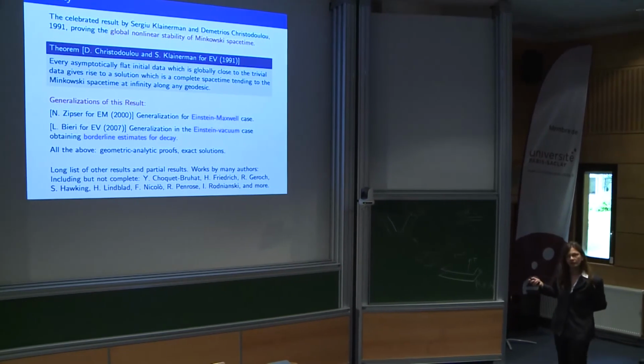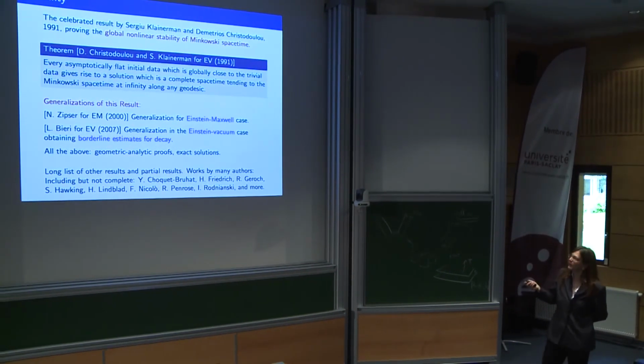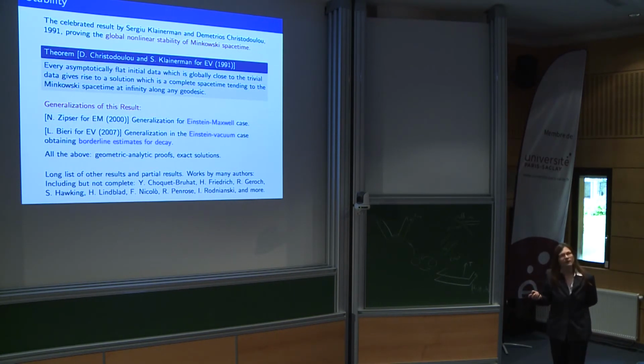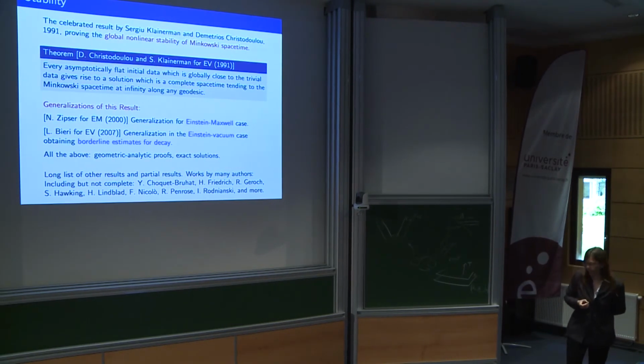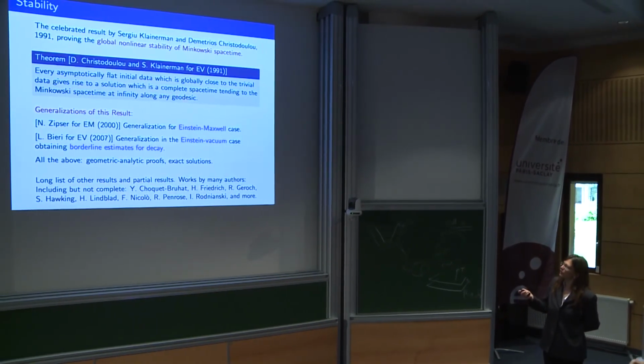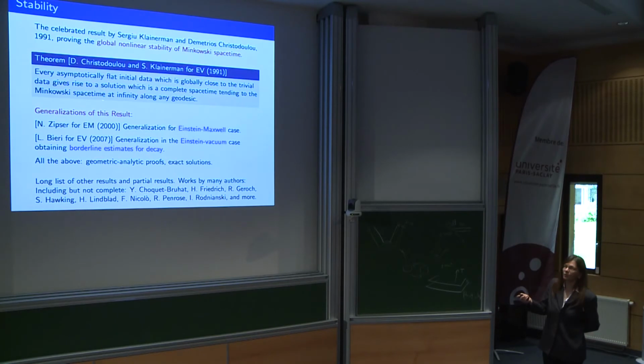To state it fully, you need a few more pages, but you could say that every asymptotically flat initial data, which is globally close to Minkowski, close in the sense of weighted Sobolev spaces, etc., certain norms have to be small enough. So this gives you a solution which is a complete space-time which is tending to Minkowski at infinity along any geodesic.